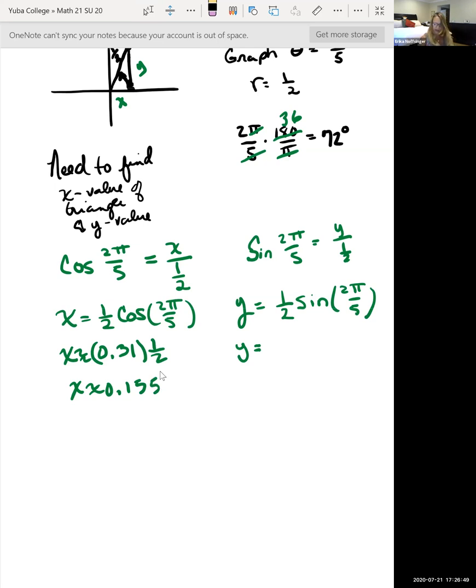Sometimes you got to. So sine of 2 pi fifths. Take that result, which is about 0.95, and multiply it by 1/2. And we get about 0.475 or 6.